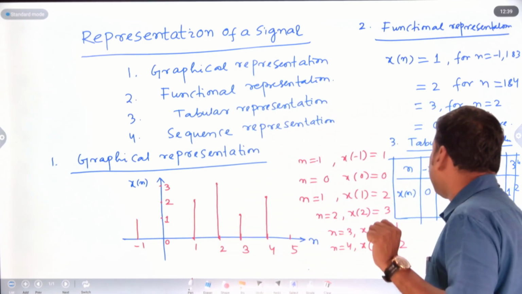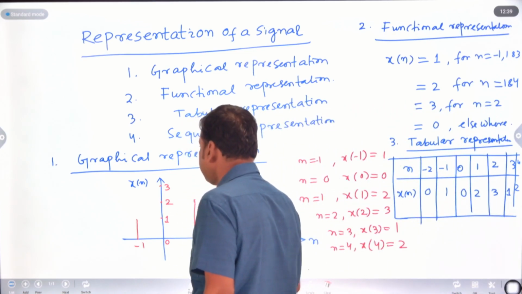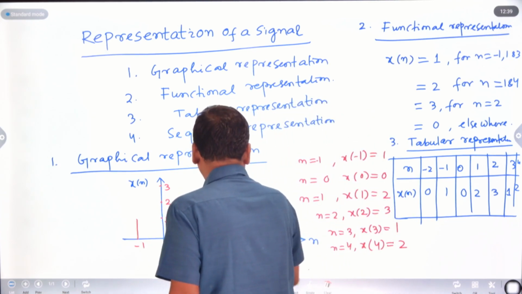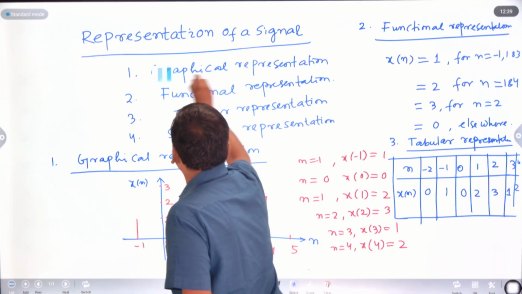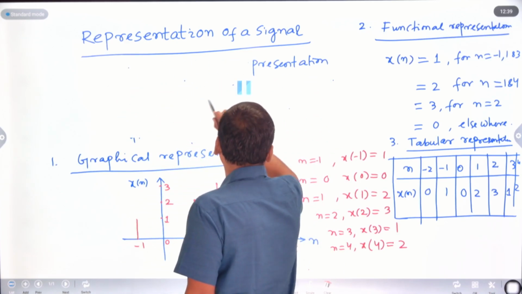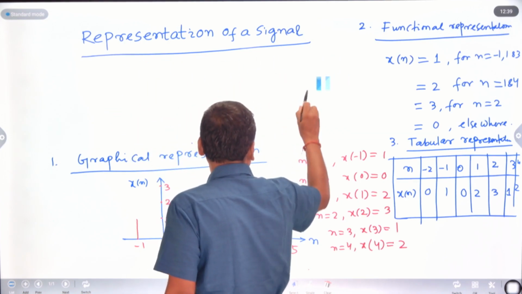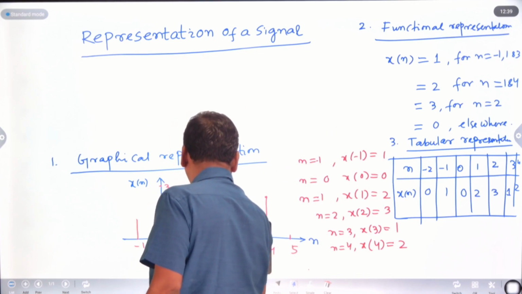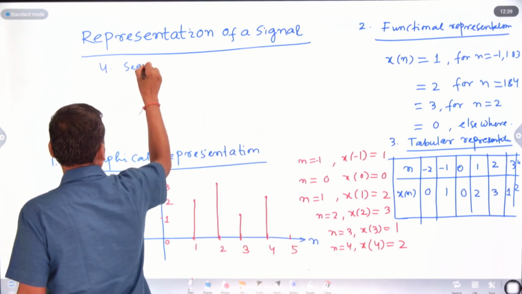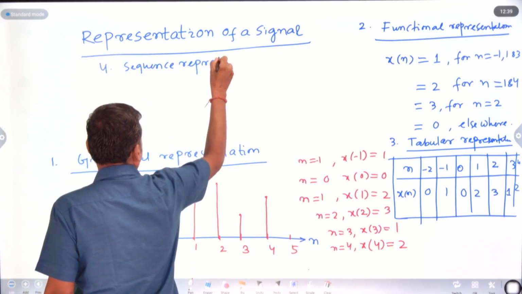Then you will go for sequence representation. How do you represent the discrete signal in sequence representation? That is number 4, your sequence representation.